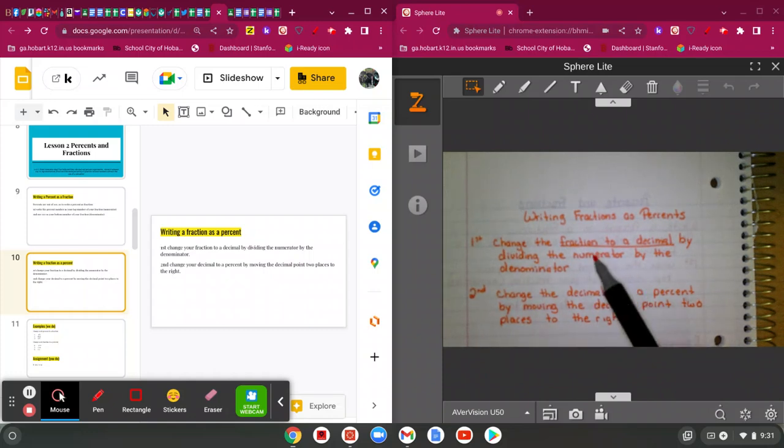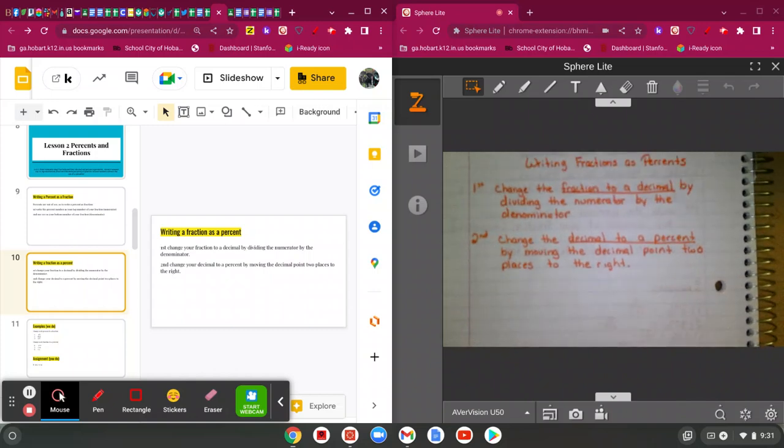Okay, so first you're going to change your fraction to a decimal by dividing the numerator by the denominator. Then you're changing your decimal to a percent simply by moving the decimal point 2 places to the right. Okay, so we'll look at some examples for that.